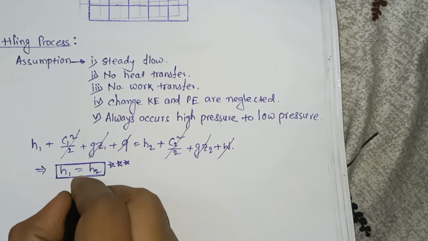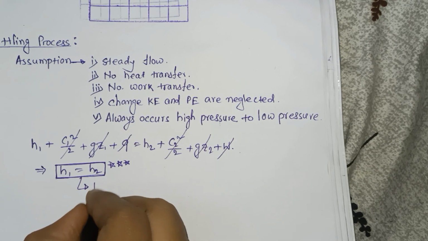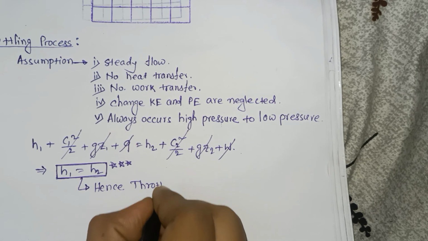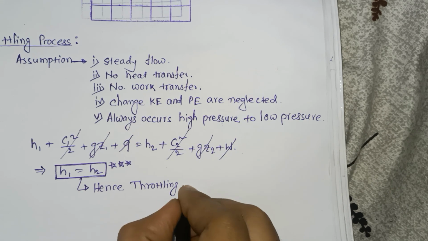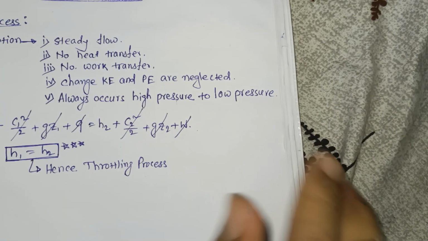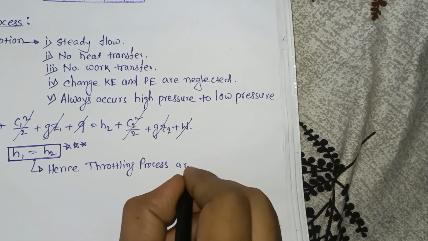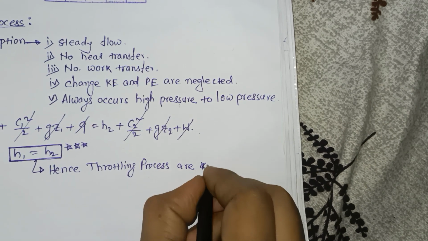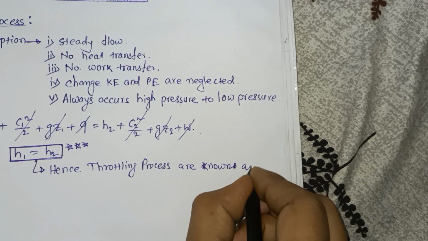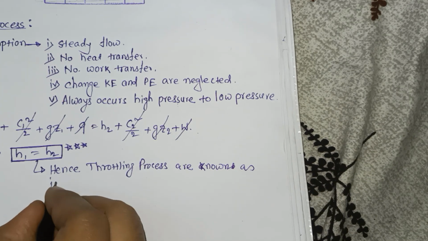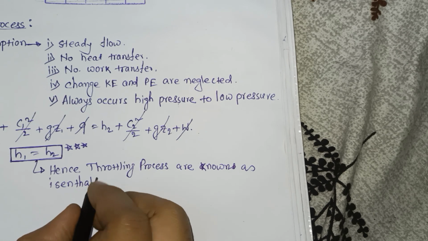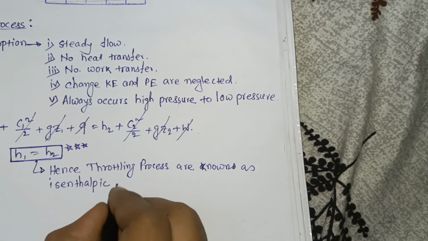So hence, the throttling process is known as an isenthalpic process.